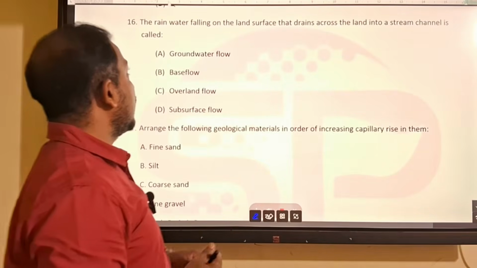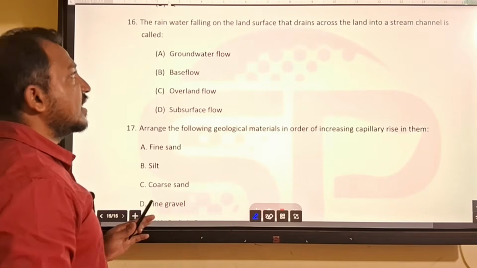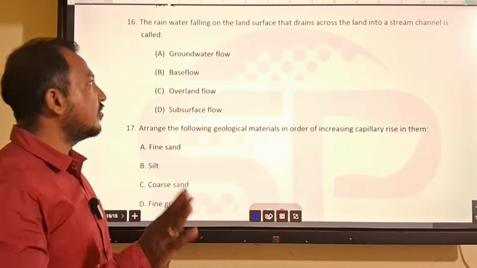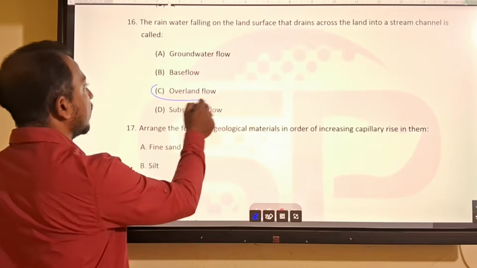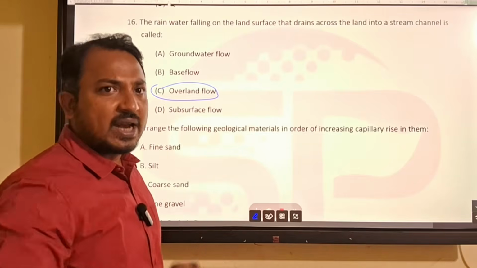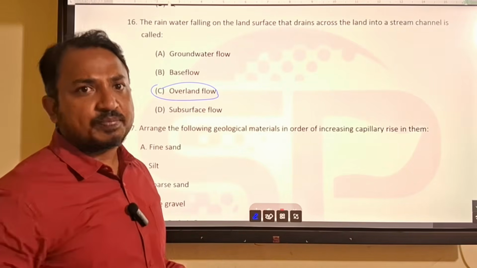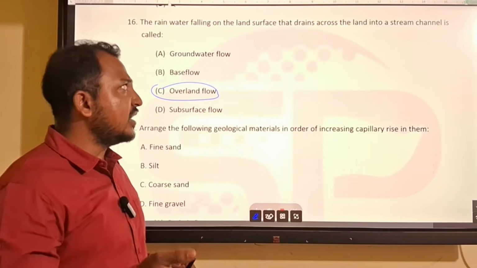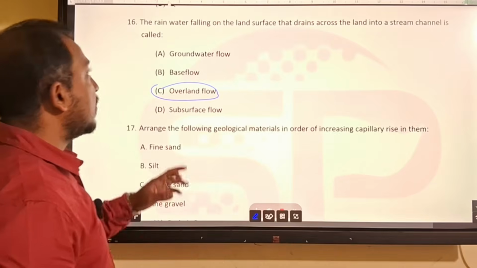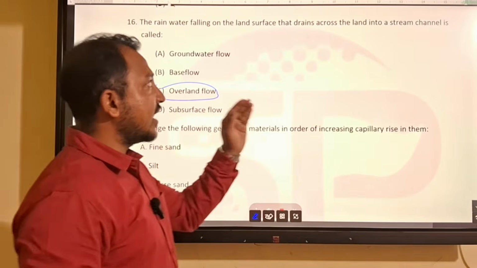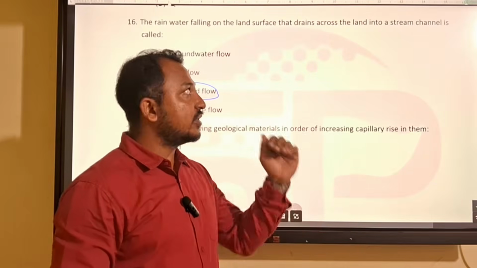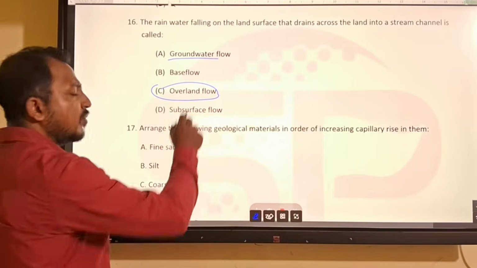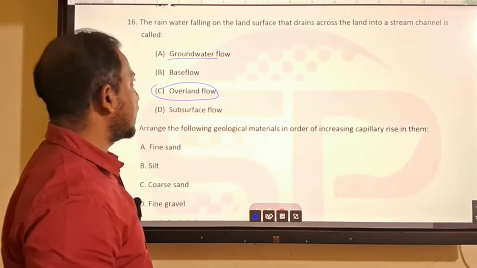The next question: the rainwater falling on the land surface that drains across the land into a stream. Anything that flows across the land is called overland flow. That flow over the land feeds any stream channel. So the rainwater falling on the land surface that drains across the land into the stream channel is called your overland flow. Then groundwater flow is below the subsurface region.